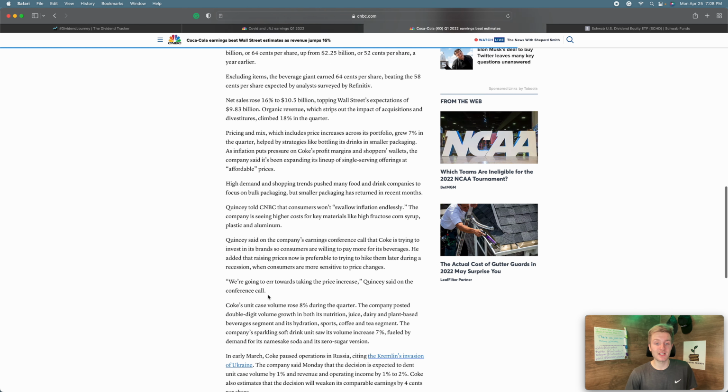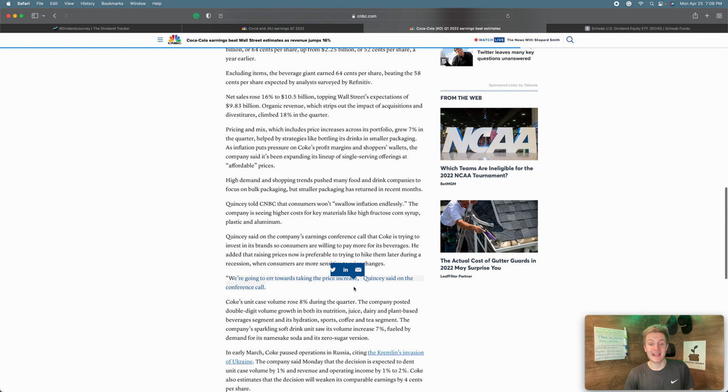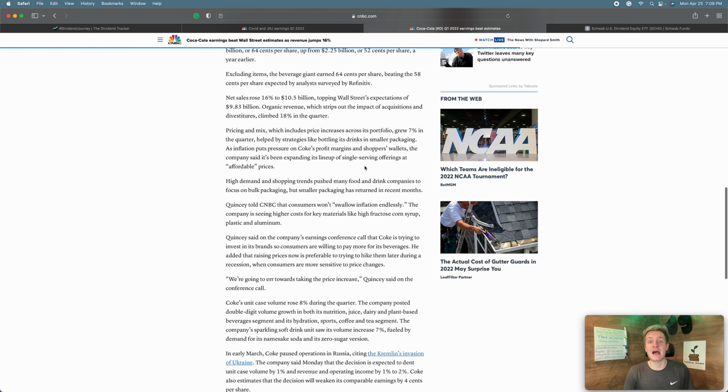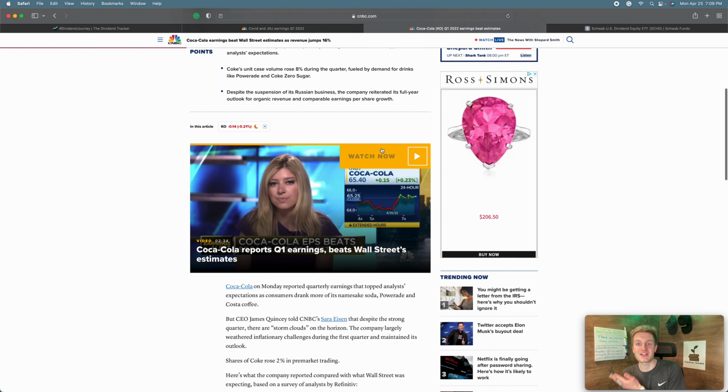Coca-Cola, they've actually directly responded to this, stating down here at some point that they do recognize that potentially we could be seeing inflation, so we're going to err towards taking price increases now so that consumers are not as shocked if we have to raise prices during recession. They're also allowing their bottles or cans or whatever it is to be shipped or packaged into smaller packaging, helping save them money and not be forced to pass that cost on to the consumers.